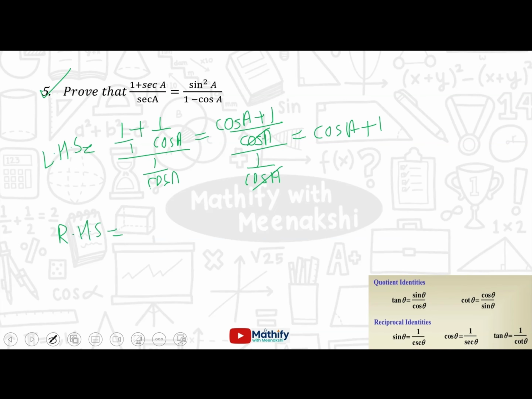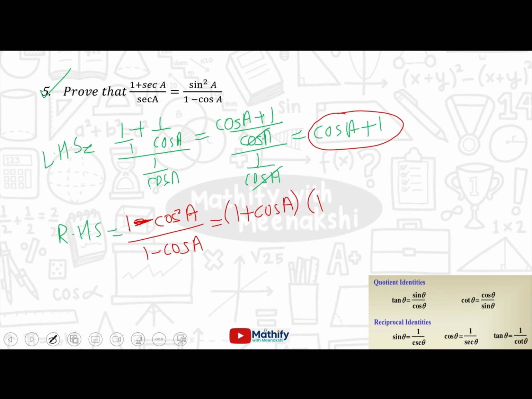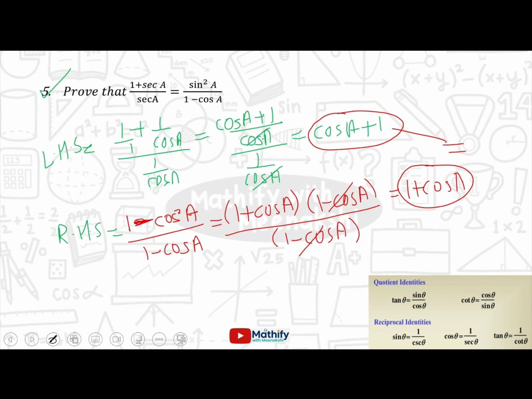For RHS, just think sine square A. What is sine square A? It is 1 minus cos square A, because we don't want sine now, we want this cos A plus 1. So 1 minus cos square A, and in denominator it's 1 minus cos A. Now what is A square minus B square? It's (1 plus cos A) into (1 minus cos A). Now just cut this 1 minus cos A, and you are left with 1 plus cos A. And that's it. They are equal. Let's move to next topic.